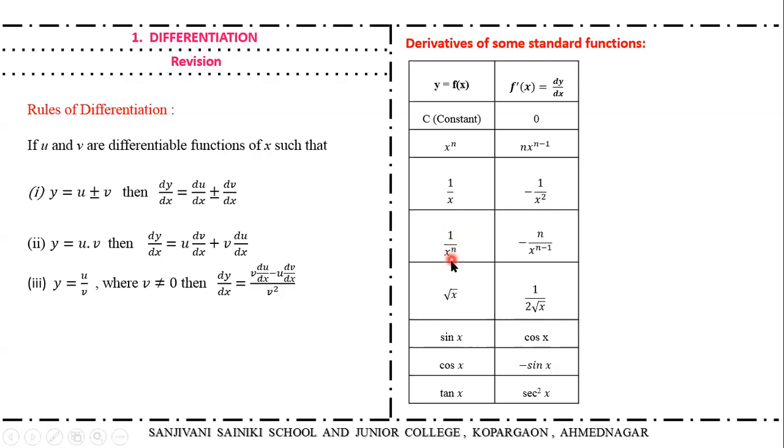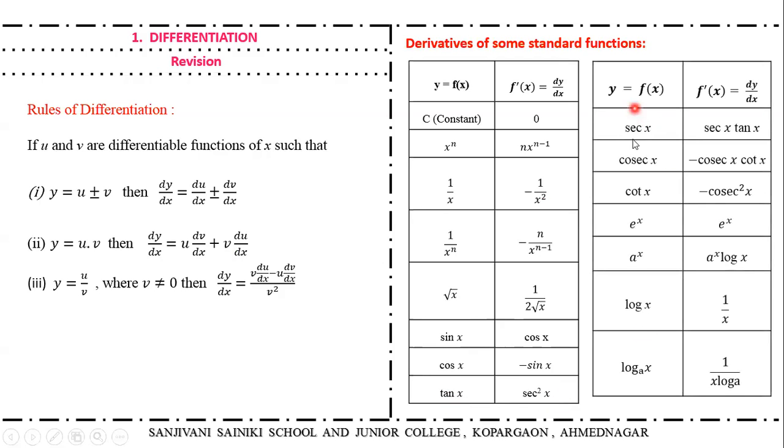Third, the derivative of 1 upon x raised to n is minus n upon x raised to n plus 1. Now, the derivative of square root of x is 1 upon 2 root x. The derivative of sin x is cos x. The derivative of cos x is minus sin x. Then the derivative of tan x is sec square x. The derivative of sec x is sec x into tan x. The derivative of cosec x is minus cosec x cot x.